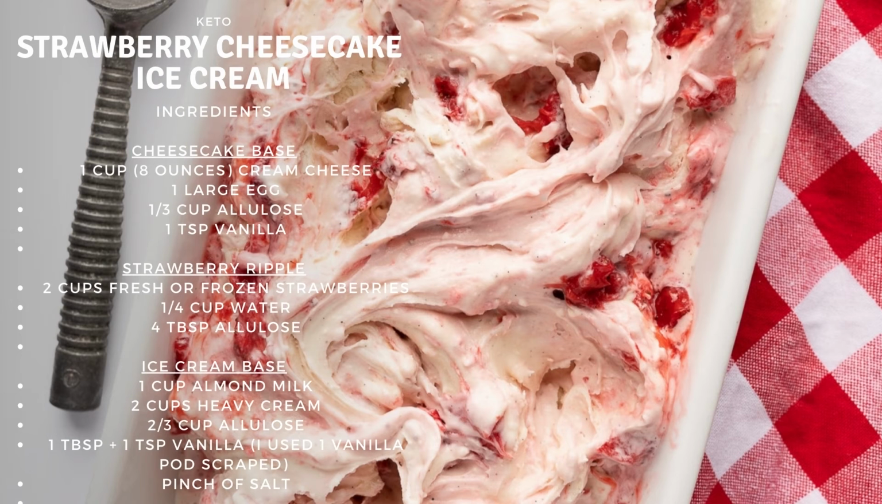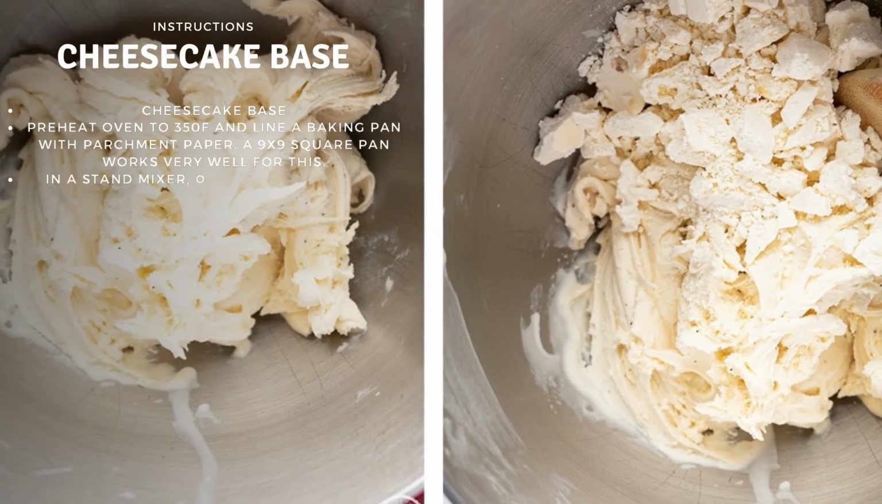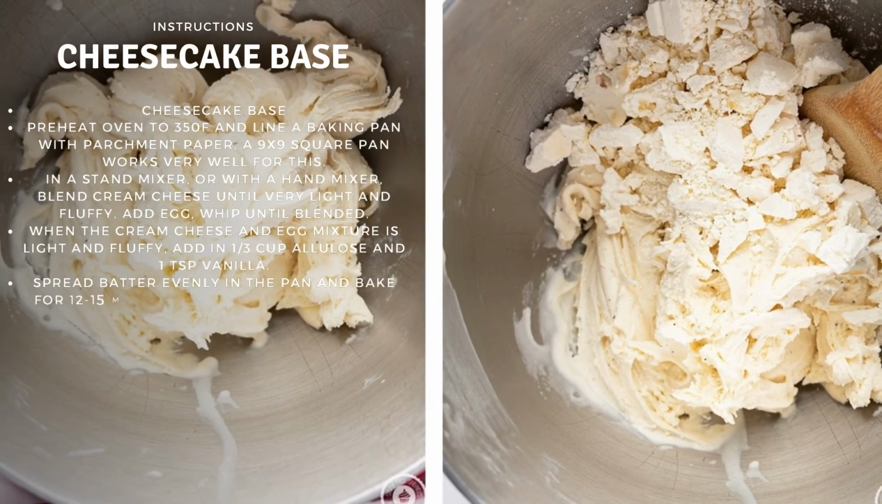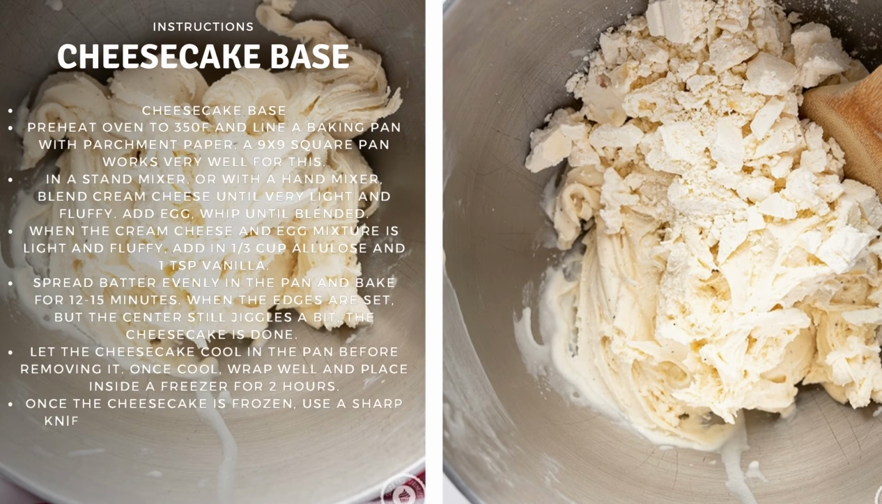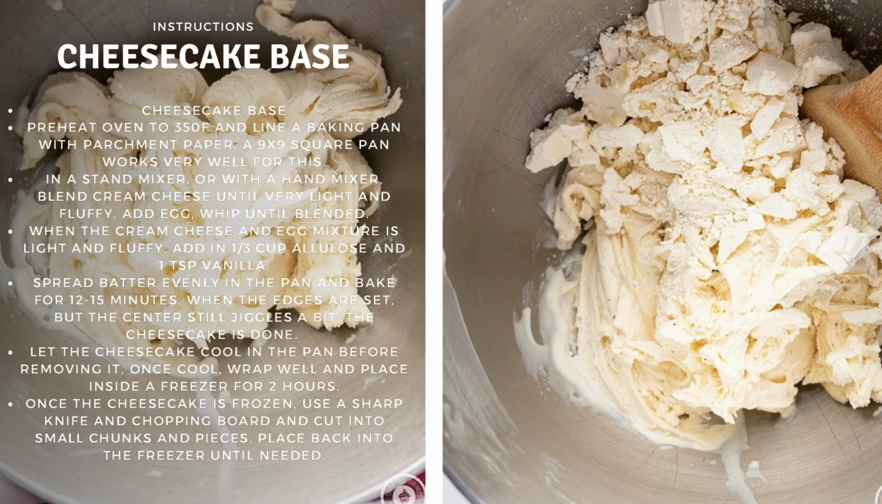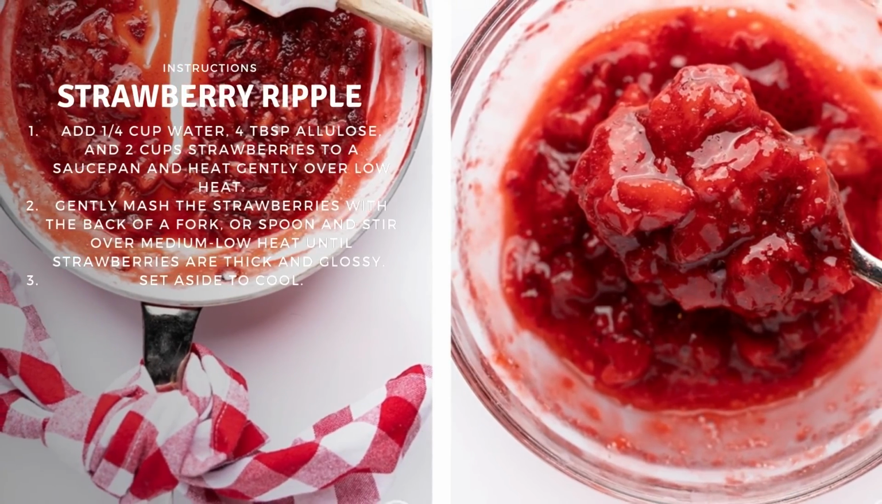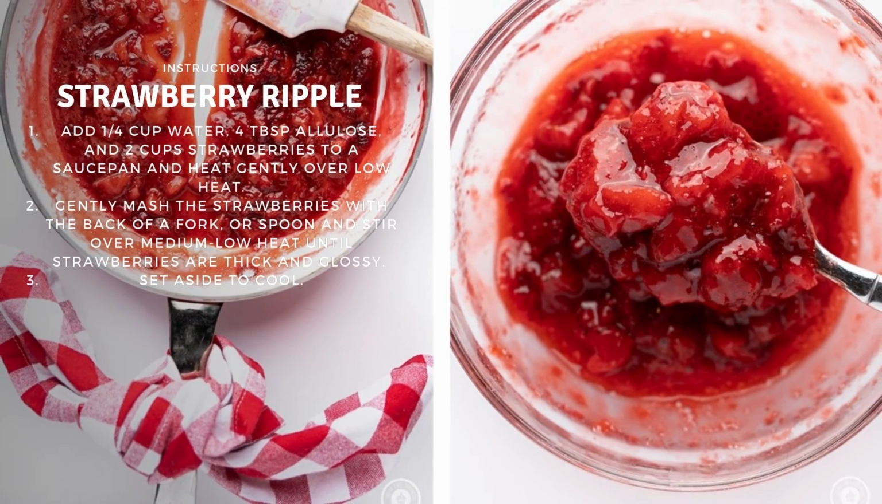All right, so your cheesecake base, obviously you're gonna need the cream cheese, and you're gonna preheat the oven. Your sweetener of choice, and then you're going to bake it for about 15 minutes. Your strawberry ripple, again, we have the strawberries, we have the sweetener of choice, and then you're going to gently mash everything together and wait until it's cool.